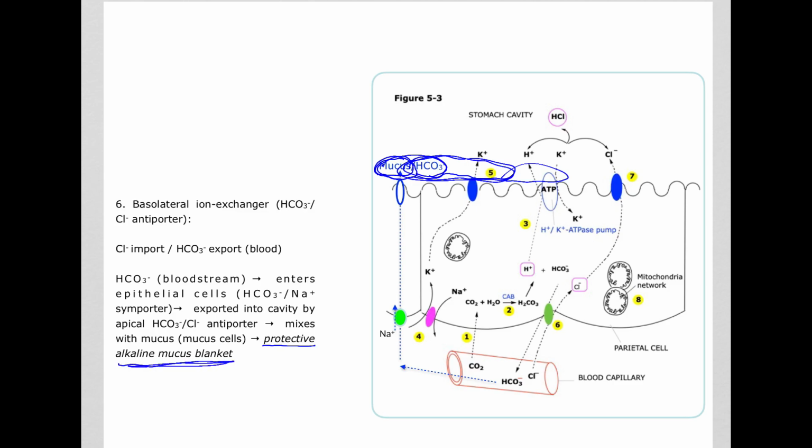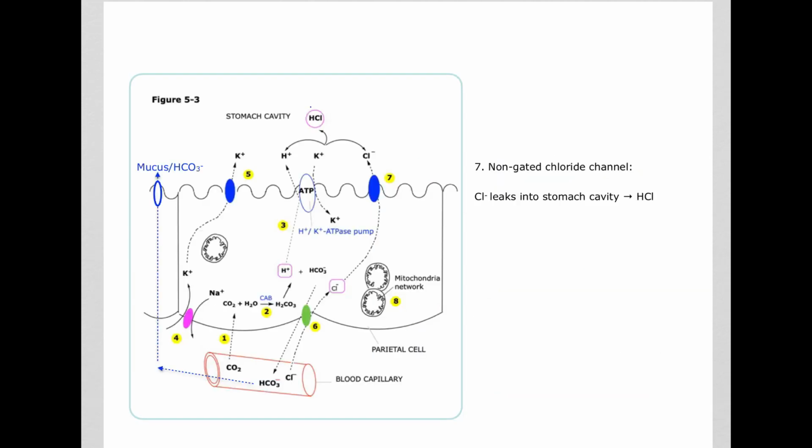This provides the stomach lining a protective alkaline mucus blanket. So that's how the stomach protects itself against the corrosive nature of the hydrochloric acid that it is producing and secreting. So we talked about the proton part of HCl. Now what about the chloride part of HCl? Where does this chloride come from? And the answer is the chloride comes from the bloodstream.